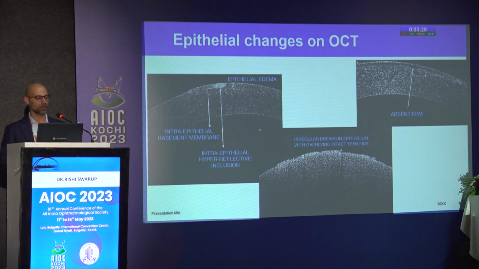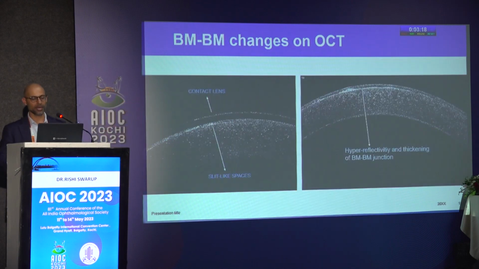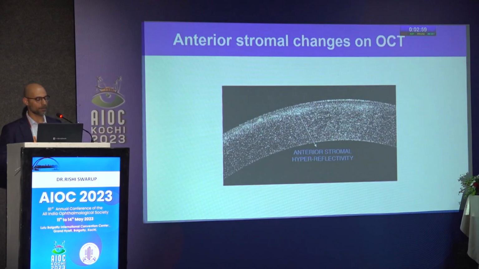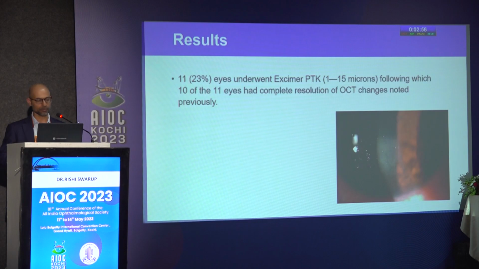So these are the epithelial changes. In the first image, you can see intraepithelial basement membrane in the arrow, and an intraepithelial hyperreflective inclusion there. You can see irregular breaks in the epithelium in the image below, and you can see absent epithelial basement membrane in that image over there. Basement membrane, Bowman membrane changes, like slit-like spaces, were very commonly seen in our series, which probably indicates weak attachment at the hemidesmosomal level, and then hyperreflectivity and thickening of the BM-BM junction, as shown in the image on the right. Anterior stromal hyperreflectivity, of course, is a known finding.